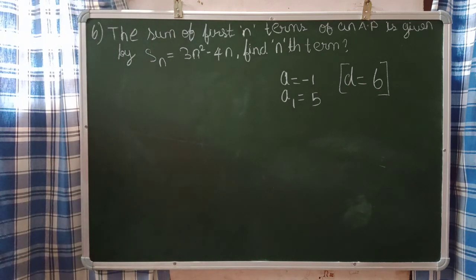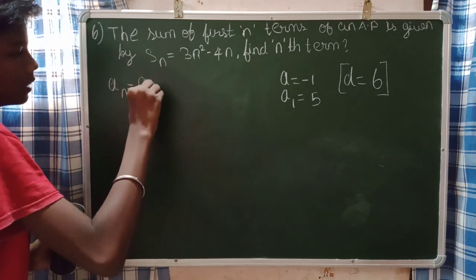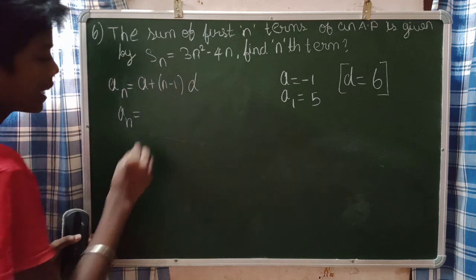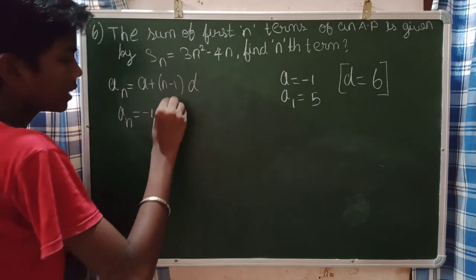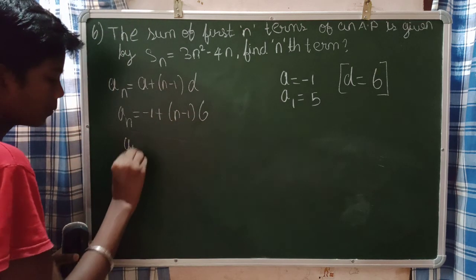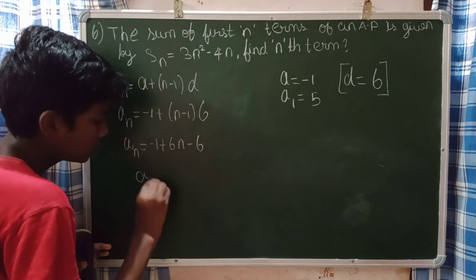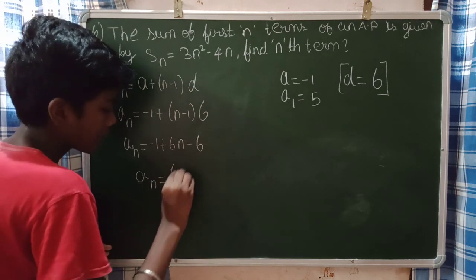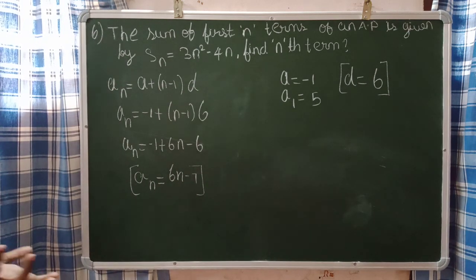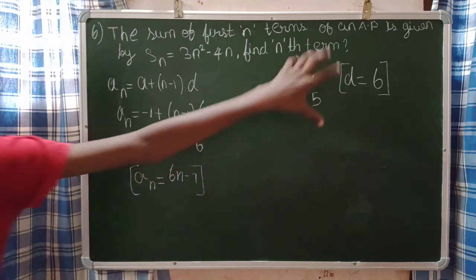Now they are asking for the nth term. The nth term is nothing but your general term. The general term formula is an is equal to a plus n minus 1 into d. Here your an will be equal to, what is your a? Minus 1 plus n minus 1 into d. What is the value of d? 6. So an is equal to minus 1 plus 6n minus 6. So I will say that your nth term is nothing but 6n minus 7, and that's the nth term, or we can say the general term. Just by using this formula, an is equal to a plus n minus 1 into d, your an is equal to 6n minus 7 by putting all those values.